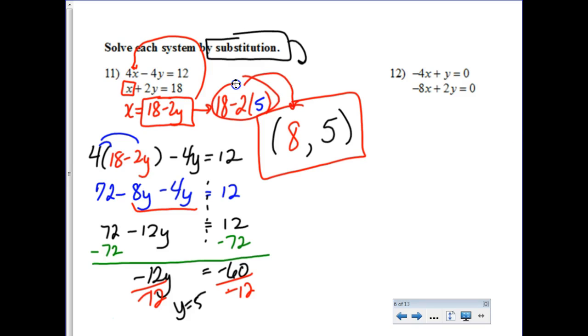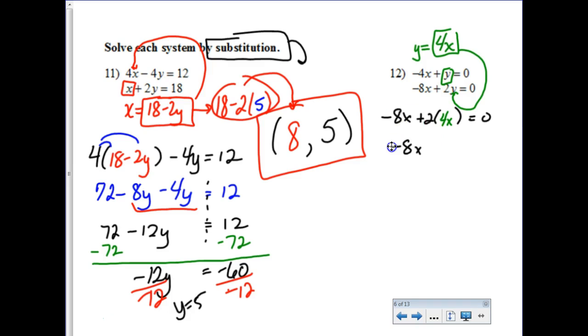Okay. So same idea on the next question. You look for the easiest variable to isolate. I'm thinking this one right here. That would be the easiest one to isolate. So I'm going to rewrite that as y equals, just add that 4x over. Oh, that's kind of wonderful. So we're going to plug in 4x everywhere we see a y in the other equation. So boom, right there. This equation becomes negative 8x plus 2 times y, which we know is 4x, equals 0. Let's clean this up a bit.